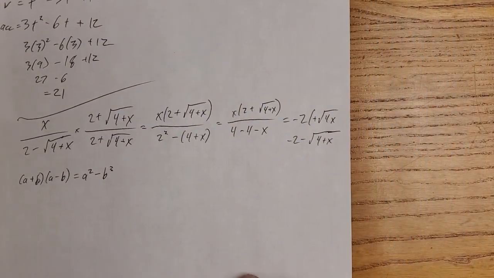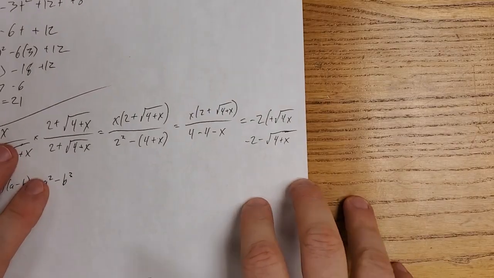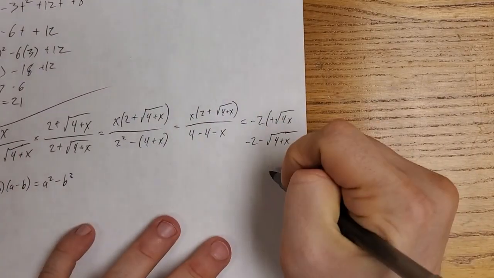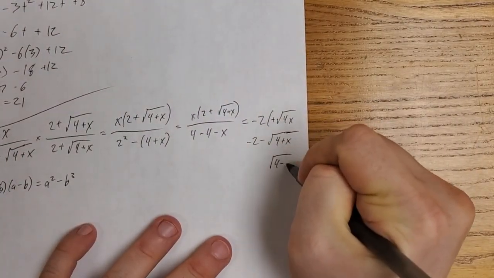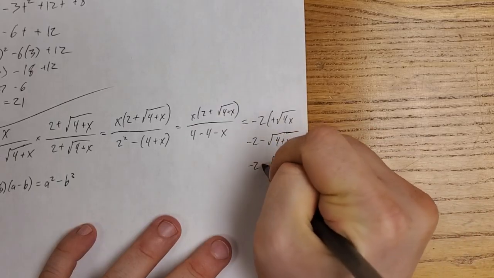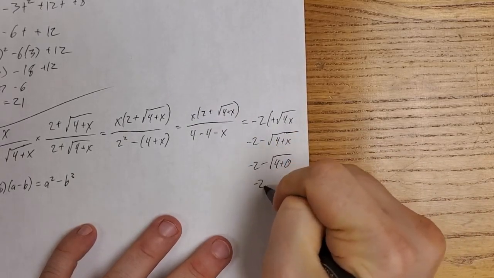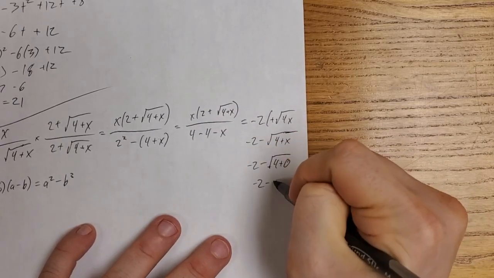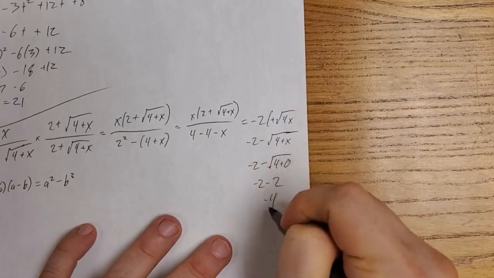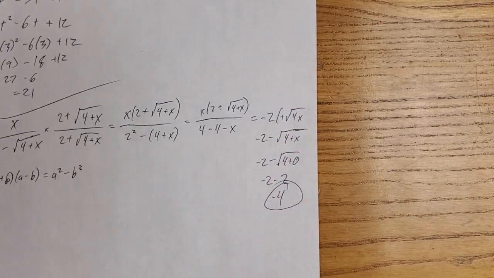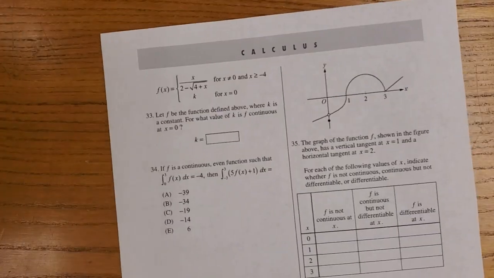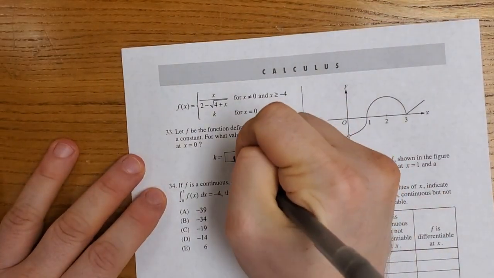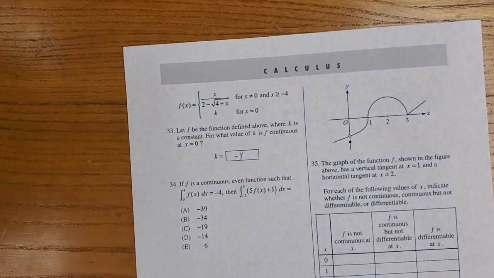And now that we don't have any divide by 0 problem, we can actually fill in for x equals 0. And that just simplifies to the square root of 4. And we get a negative 4. And so we can fill in negative 4. That's what fills the hole.